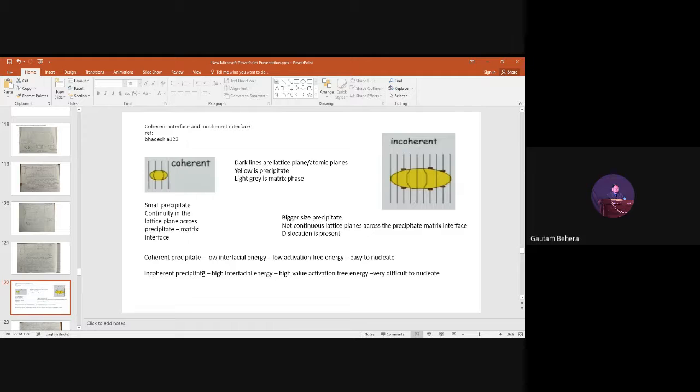But in case of incoherent precipitate, high interfacial energy is there. So high value of activation free energy, and finally very difficult to nucleate. So coherent precipitates are always easy to nucleate.